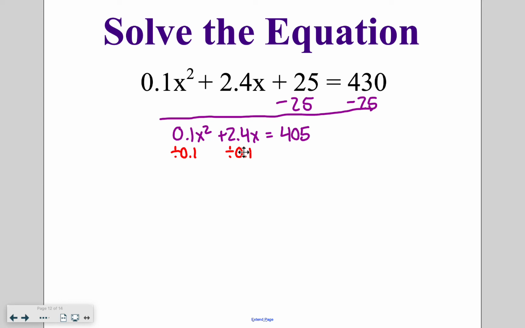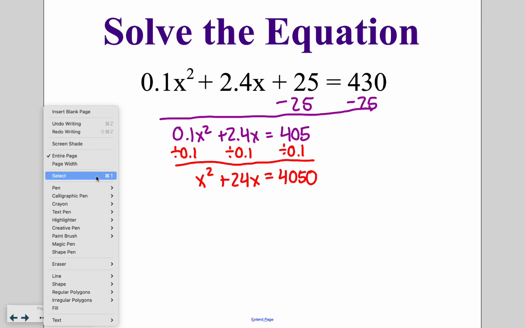So if there is an a value in front other than 1, your second simplifying step to set up your process is going to be to divide by the a value. 0.1 divided by 0.1 gives us just x squared. 2.4 divided by 0.1 is going to give us plus 24x. And 405 divided by 0.1 is going to give me 4,050.